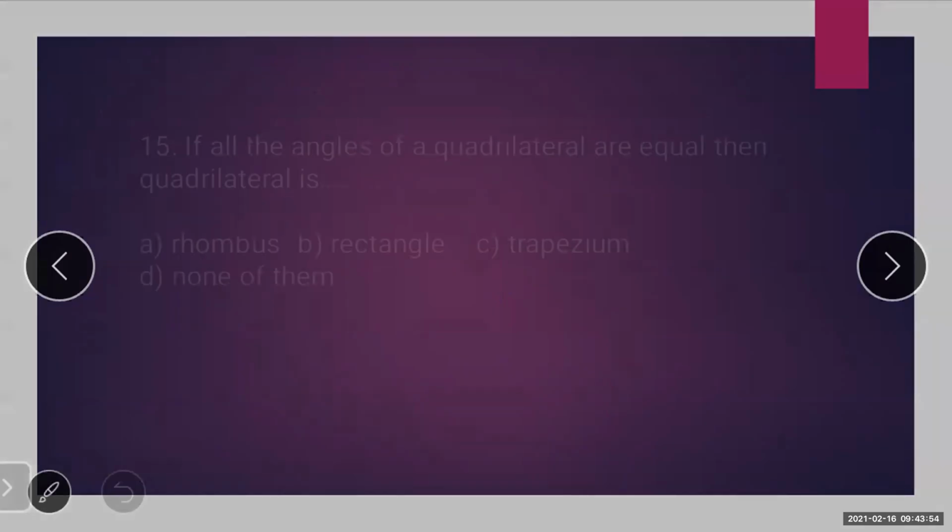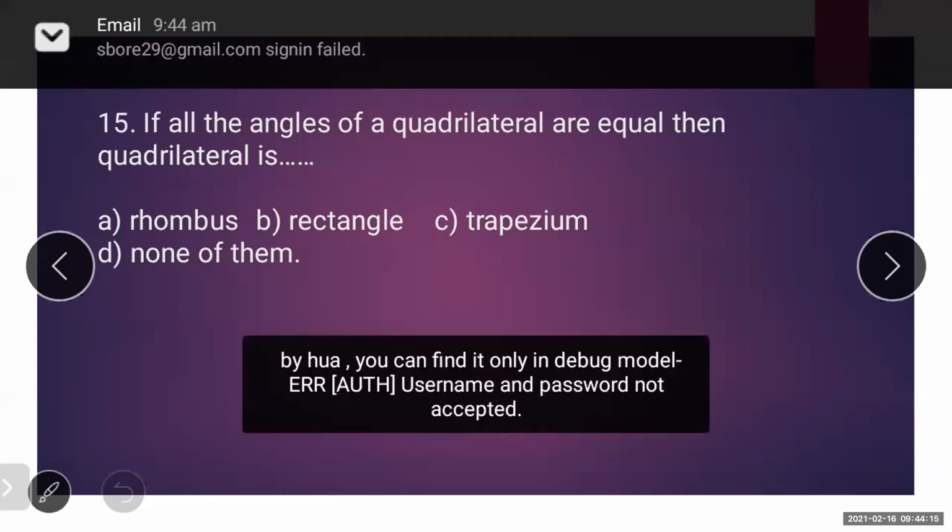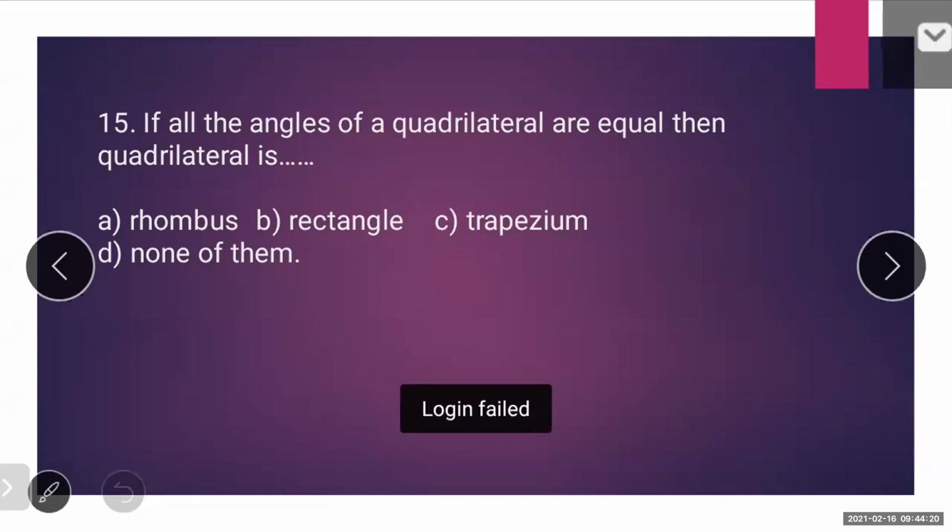Okay, next one. If all the angles of a quadrilateral are equal, now here the question is based on a property, directly you can apply the property. If all the angles of a quadrilateral are equal, then that quadrilateral will be which one? You know that the angles are equal in a square and in a rectangle.